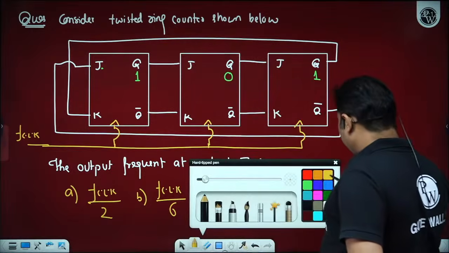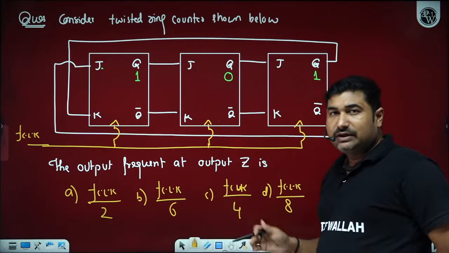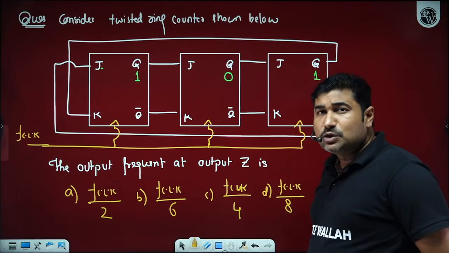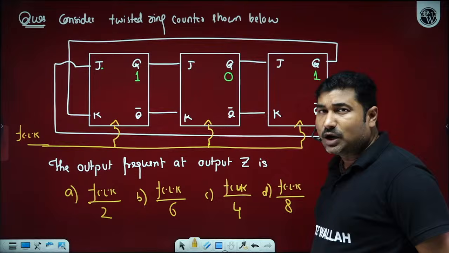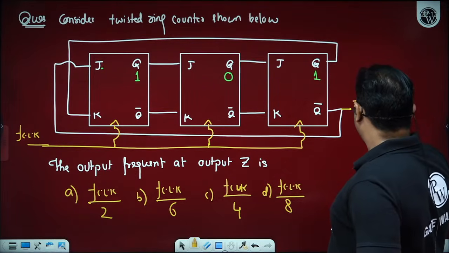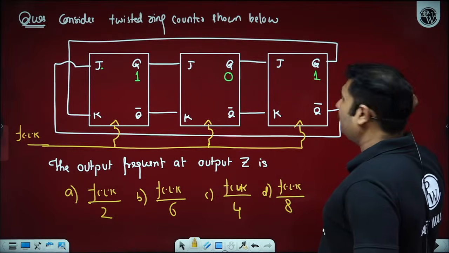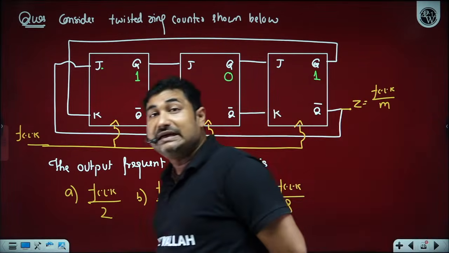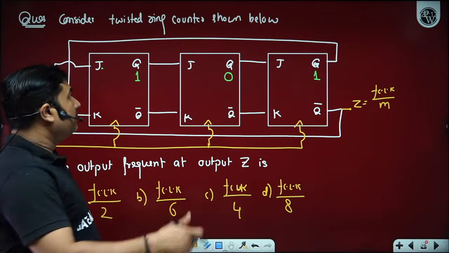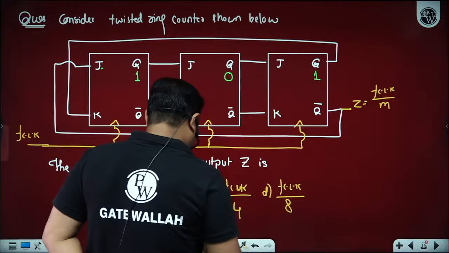Now please observe. As per the formula, you can answer, sir, we have a Johnson ring counter, 3 flip-flops, so 2 into n number of states, so output frequency is FCLK by m. Absolutely right, FCLK by m is your output frequency, where m is the number of different states. But how many different states are there in this case? Because here the initial condition is given to you.